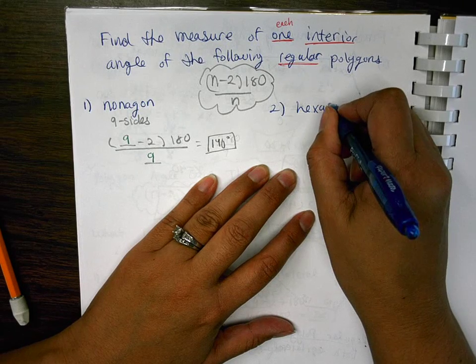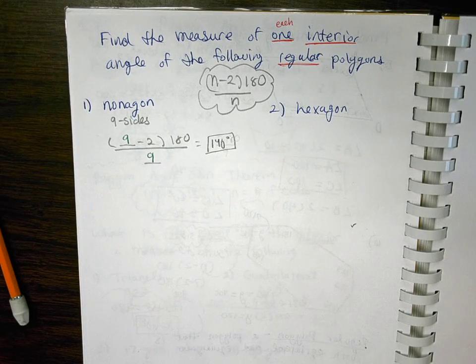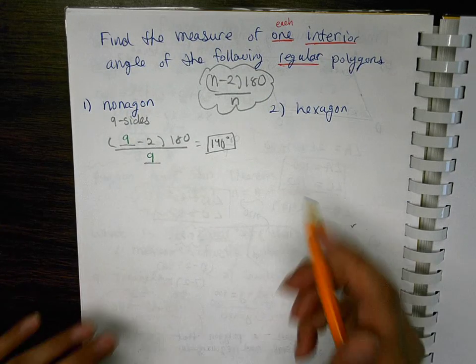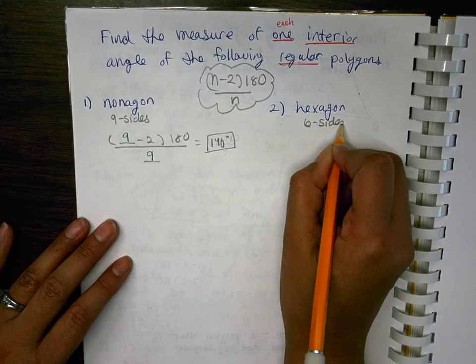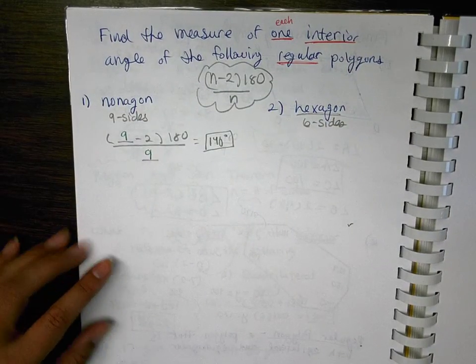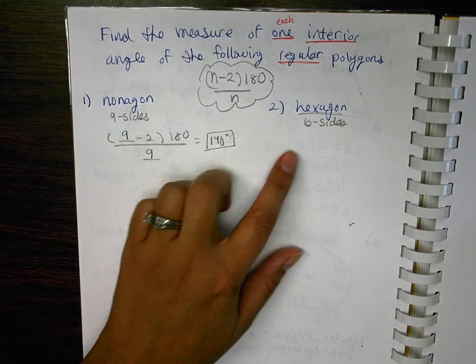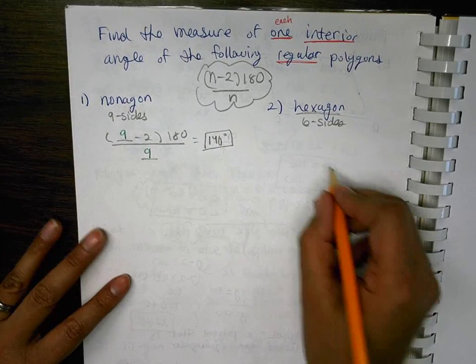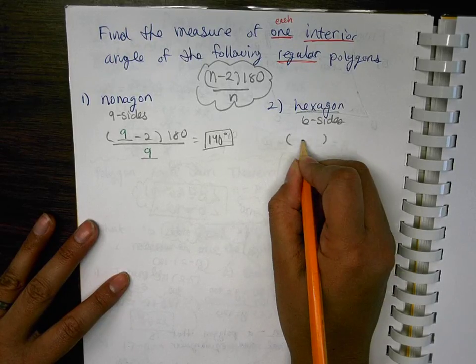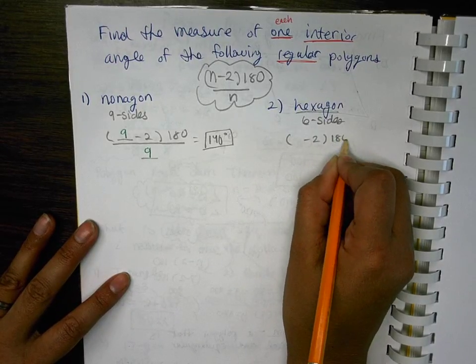Hexagon. Anybody know what a hexagon is? 6 is correct. You'll need to know that. You need to know what a hexagon is come test day. Nonagon, not so much, but hexagon you'll need to know is 6 sides. Okay, so study it. All right, so blank minus 2 times 180 divided by blank.